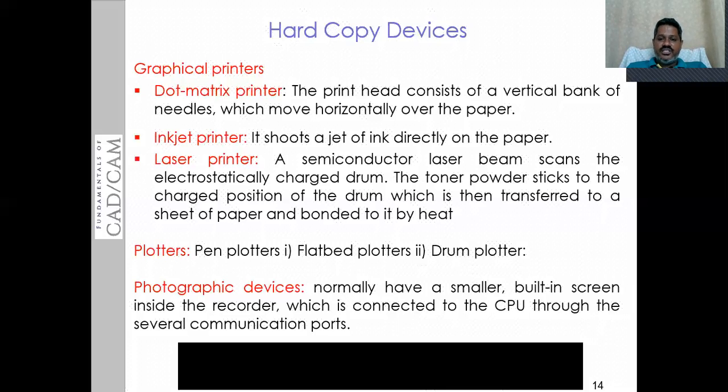Then you have the drum plotter on which a paper is rolled on the drum. This drum is connected to the rollers. It is free to rotate on the bearings. Then you have a plotter. This plotter is going to plot the image on the drum on which a paper is rolled.